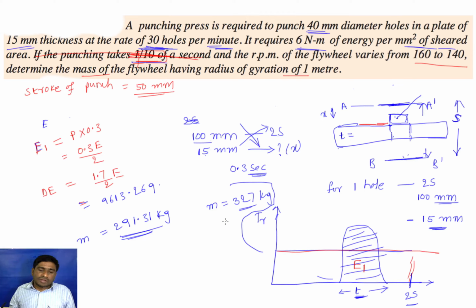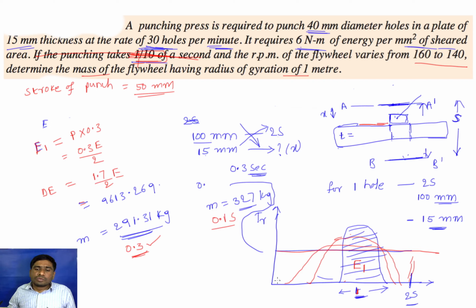In the previous case, the actual punching operation took place for 0.1 second only. In this case, the actual operation is 0.3 second. And if you keep on increasing this actual operation, this area is very concentrated, and if you increase the time of the actual operation, it becomes like this, something like this. And if you further increase, it becomes something like this.